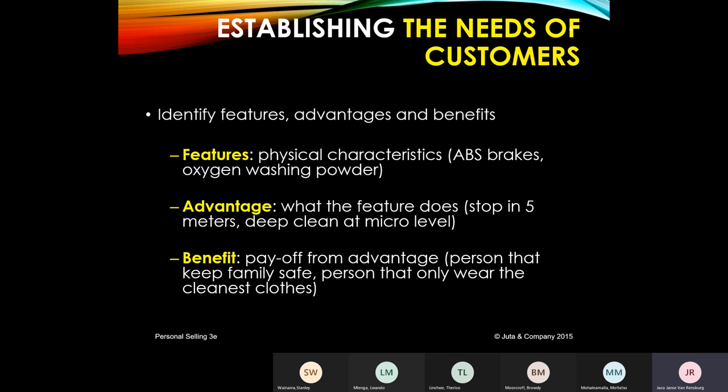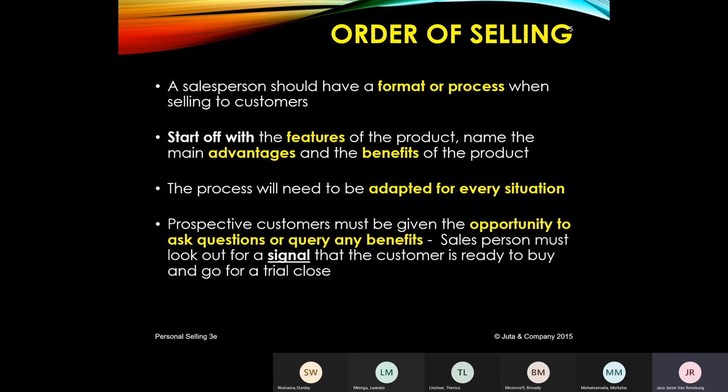If we look at the next slide, for instance, and that's what I said earlier, you have to follow a specific process when you're trying to sell a product or a service to a customer, to a potential customer or to a prospect. You will have to inform them about the features. You will name the advantages that they will get, and then obviously what benefits they will have from that particular product.